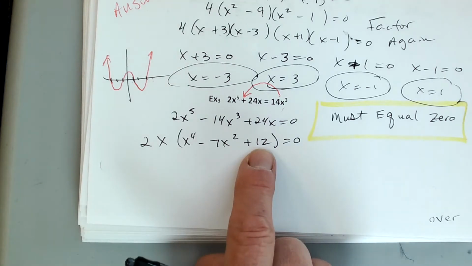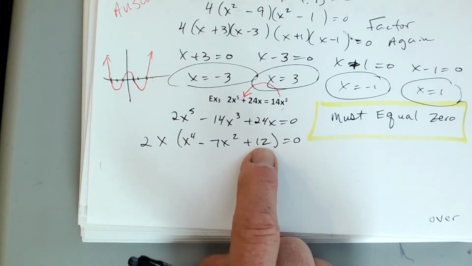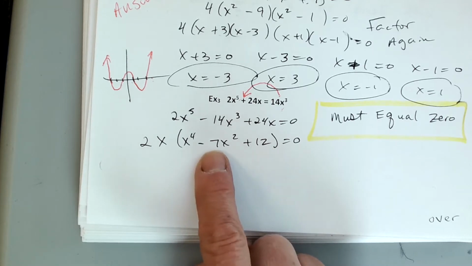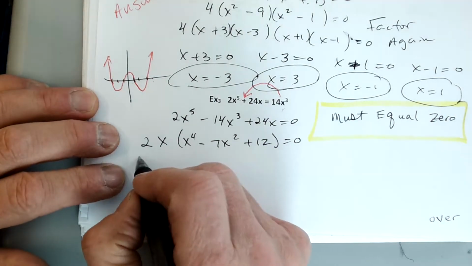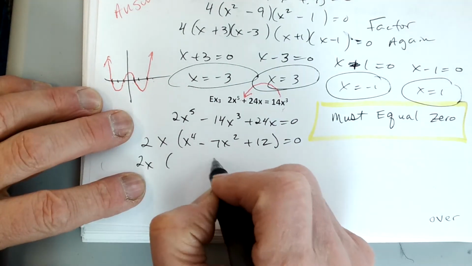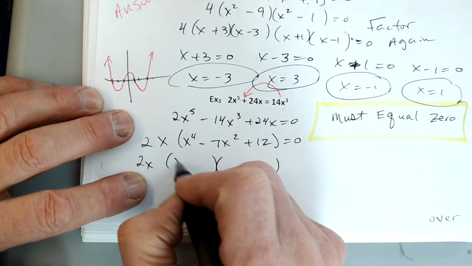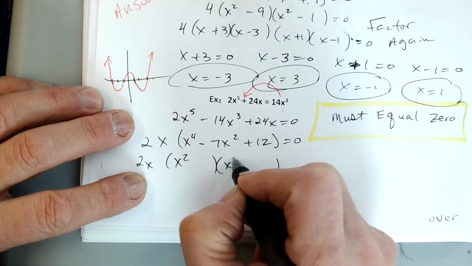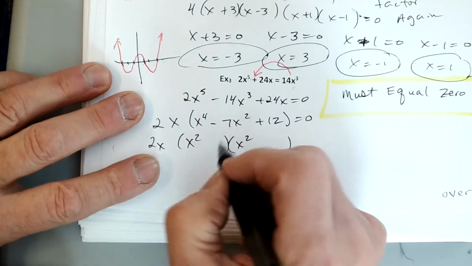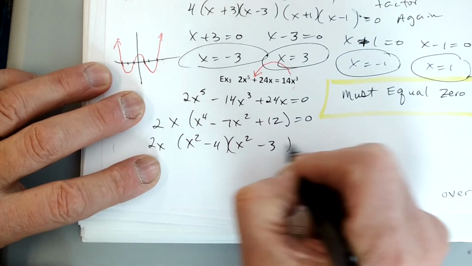This should factor, right? Multiples of 12. Let's use 4 and 3 because that'll make a 7, right? 4 times 3 makes a 12, but 4 plus 3 makes a 7. But I need a negative 4, negative 3. So I'm going to go 2x, and then x squared minus 4 and x squared minus 3 equals 0, okay?